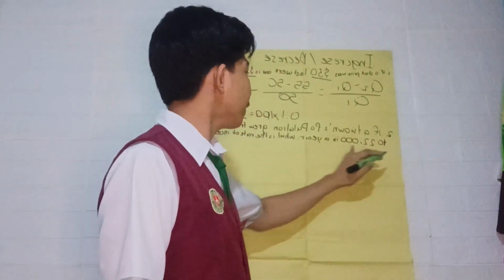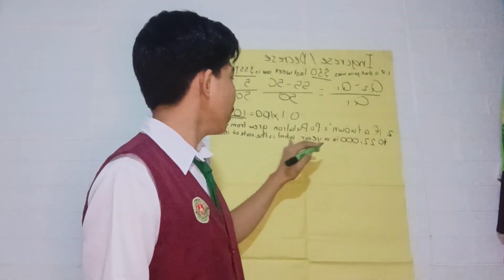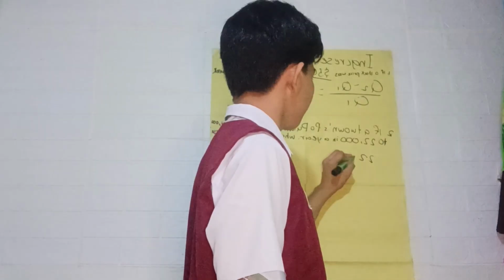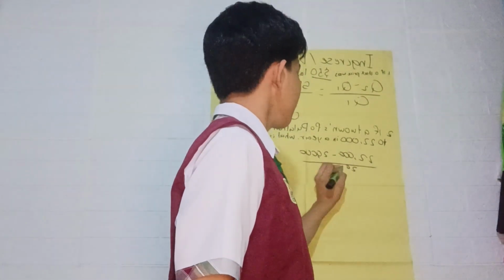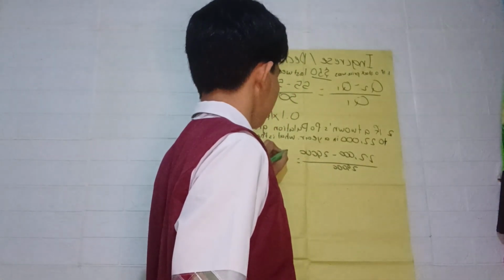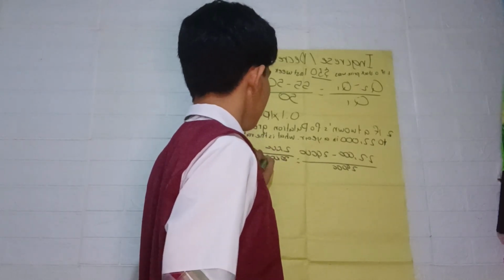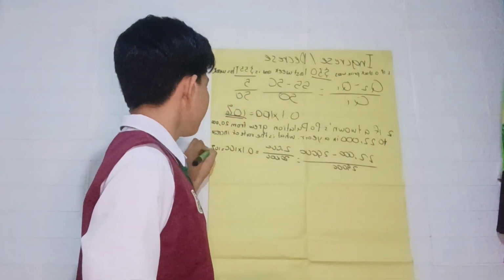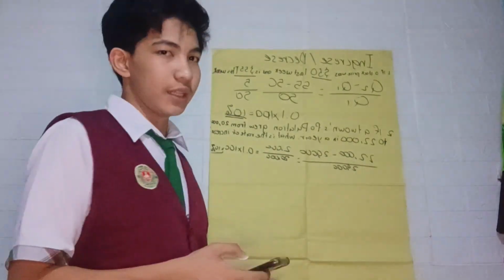For example, for number 2, if a town population grew from 20,000 to 22,000 in a year, what is the rate of increase? Formula again po. That will be 22,000 minus 20,000 divided by 20,000 again. This will give us 2,000 divided by 20,000 equals 0.1 times 100 equals 10%. So the rate of increase in problem number 2 is 10%.